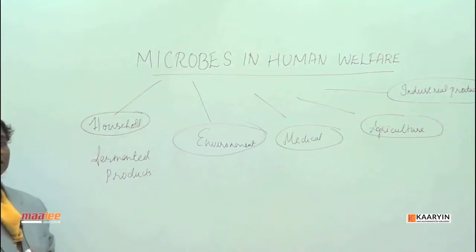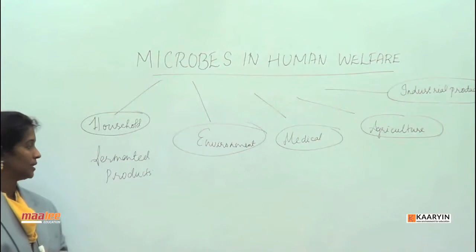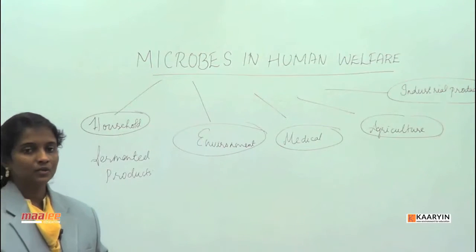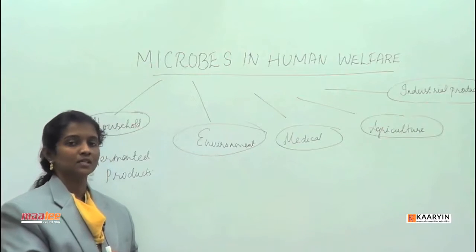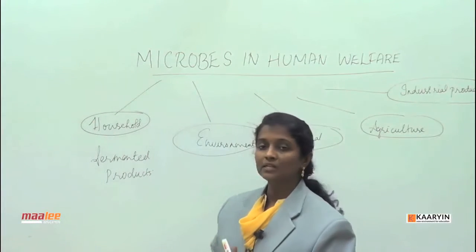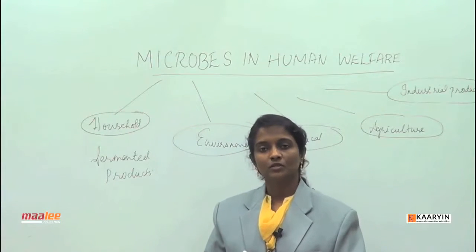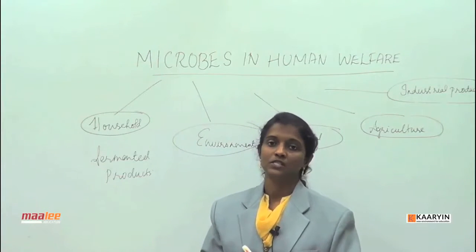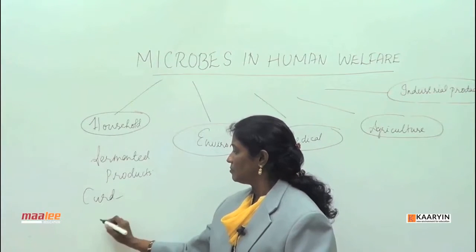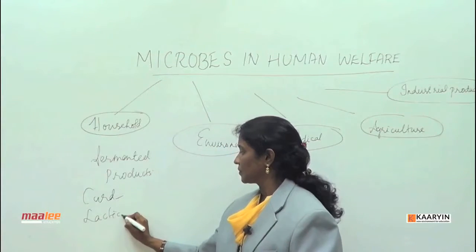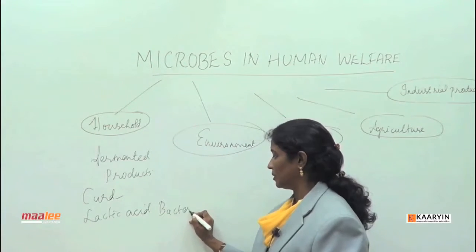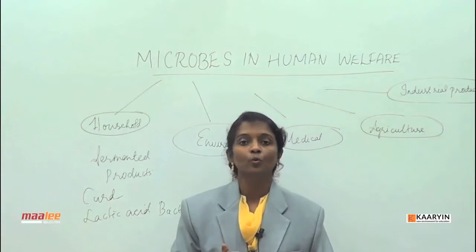Now let us focus on household applications. In household applications, as I have told you, microorganisms are used in fermented drinks as well as curd making and yogurt making too. Lactobacillus bulgaricus and Streptococcus thermophilus have been used since times immemorial. Curd, which is made from lactic acid bacteria, has its own medical applications too. It has been used as a probiotic.